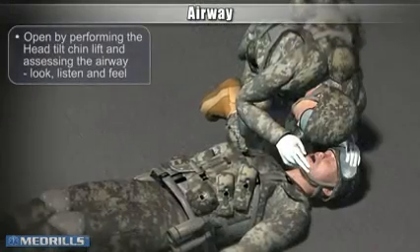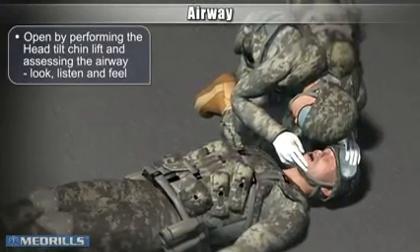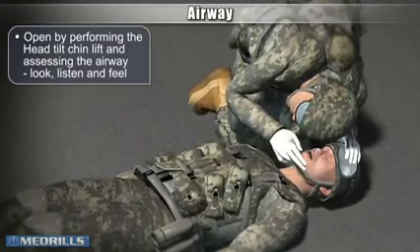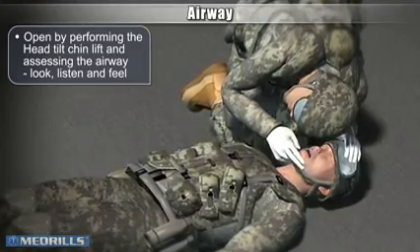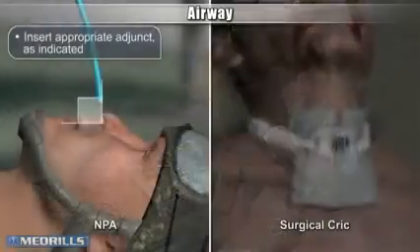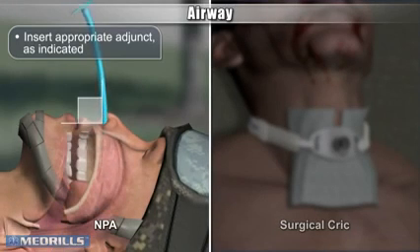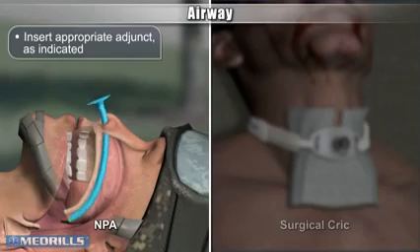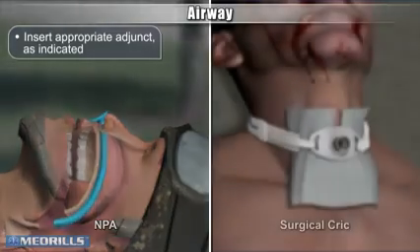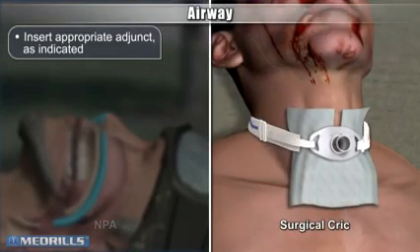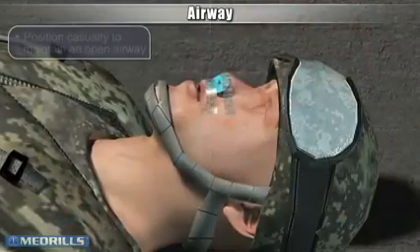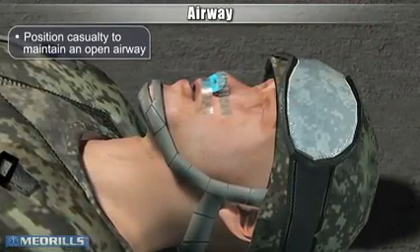Airway. Open by performing the head tilt, chin lift, and assessing the airway. Look, listen, and feel. Insert the appropriate adjunct as indicated, either an NPA or a surgical cric. Position the casualty to maintain an open airway.